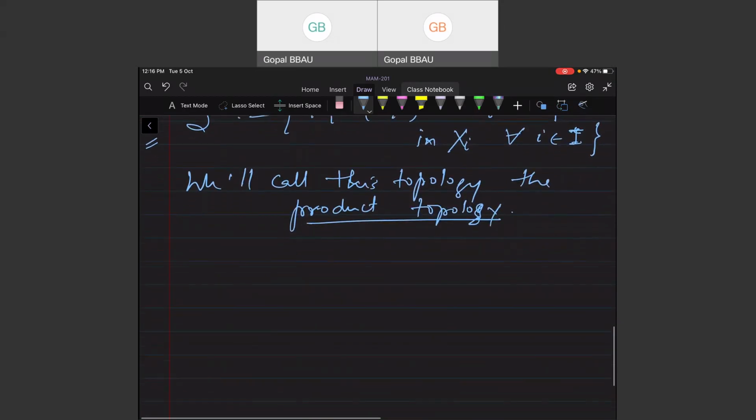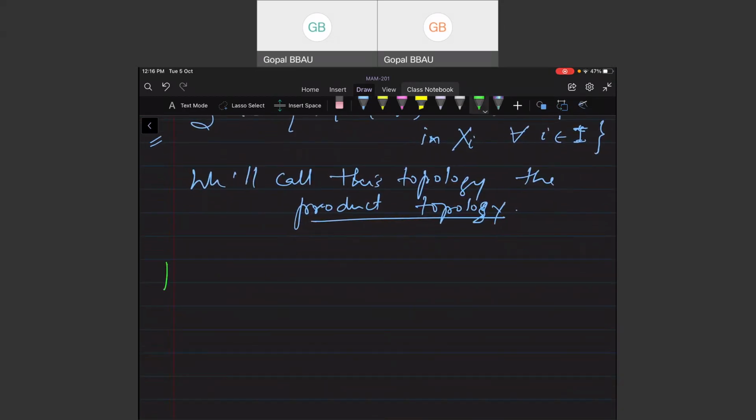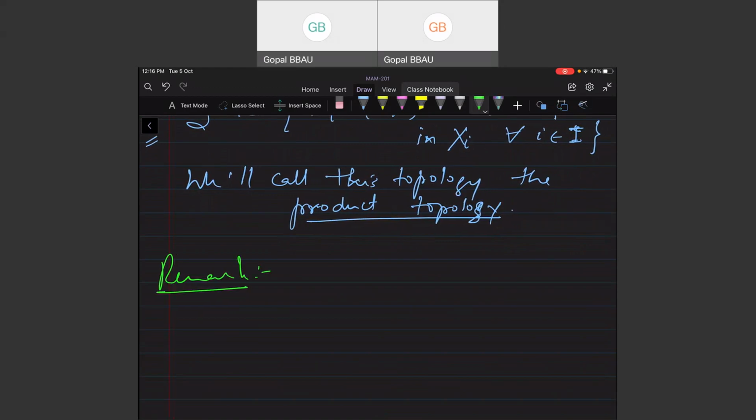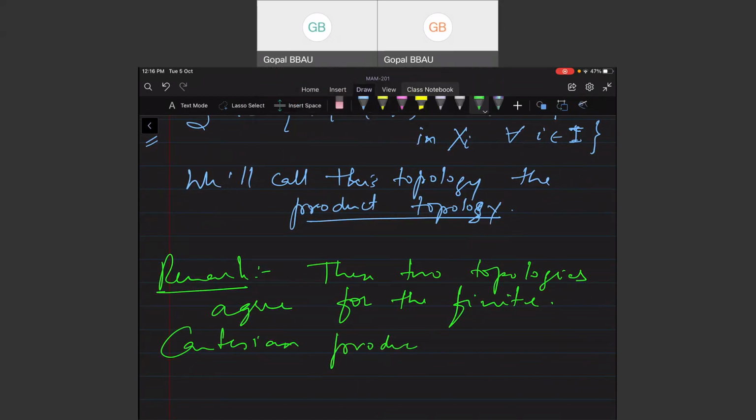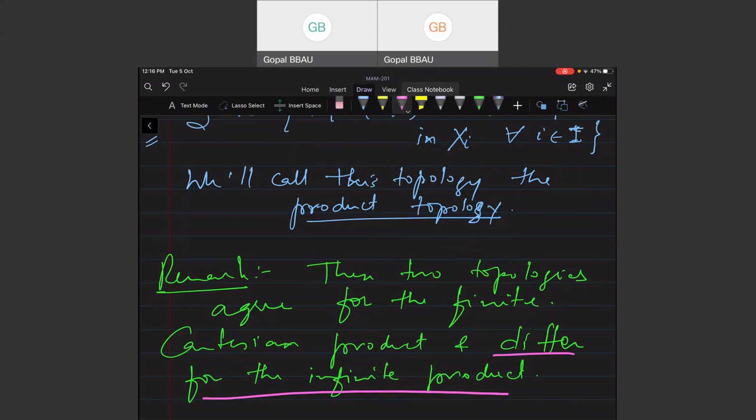In fact, here is the remark: these two topologies agree for the finite Cartesian product, and differ for the infinite product. Why are we saying this? We will see why these differ for the infinite product.